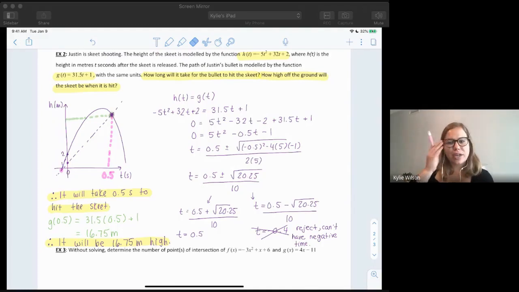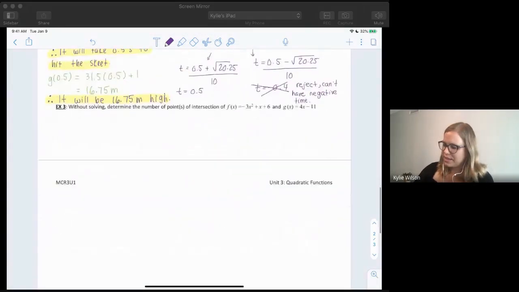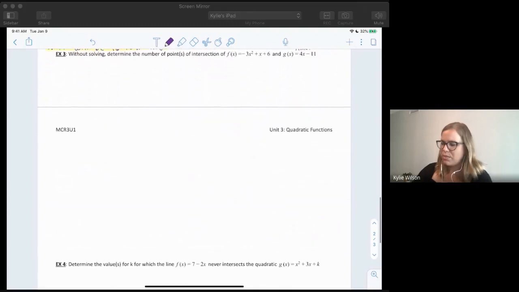Okay, let's try another example. These two examples are a little more challenging. So for example three, without solving, determine the number of points of intersection between f of x equals negative 3x squared plus x plus 6 and g of x equals 4x minus 11. So we don't need to know what the answers are. We just need to know how many answers there are.